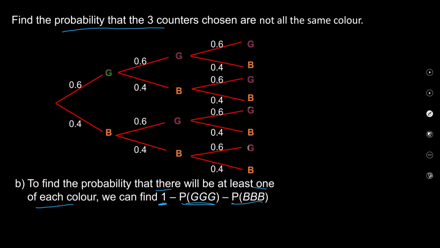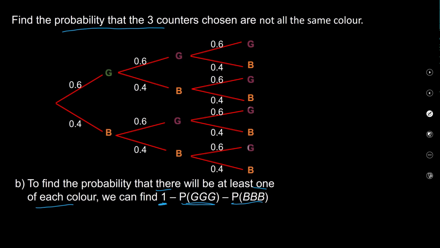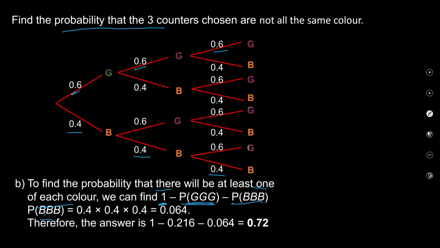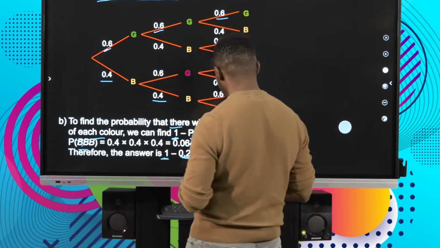Because we want the probability that 3 counters chosen are not all the same color, we say 1 minus the probability of the same color. And the same color could be green, green, green or blue, blue, blue. The probability of green, green, green is 0.6 times 0.6 times 0.6, and the probability of blue, blue, blue is 0.4 times 0.4 times 0.4. Therefore we say 1 minus the probability of green, green, green, minus the probability of blue, blue, blue, which gives us 0.72. Fantastic. I hope this makes sense. It's just 1 minus blue, blue, blue, minus green, green, green.